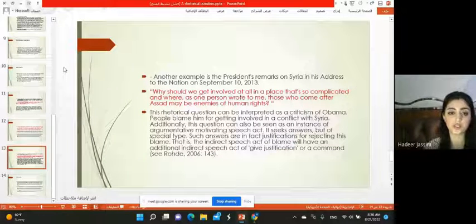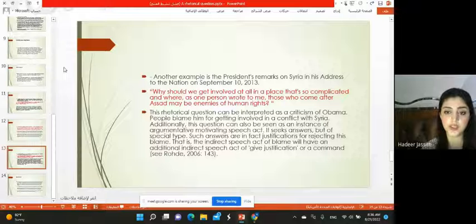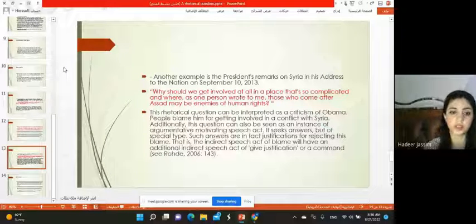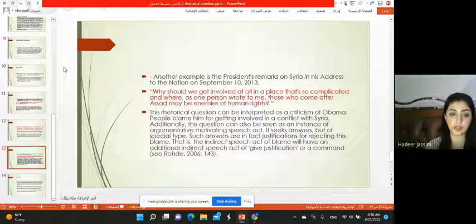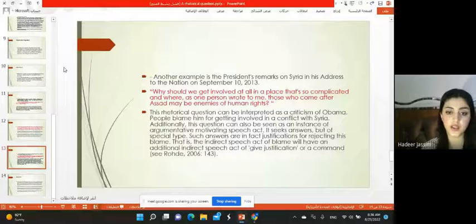Additionally, this question can also be seen as an instance of an argumentative motivating speech act. It seeks an answer, but for special types, such answers are in fact justification or rejection of this blame. That is, the indirect speech act of blame will have an additional indirect speech act of giving justification or command.